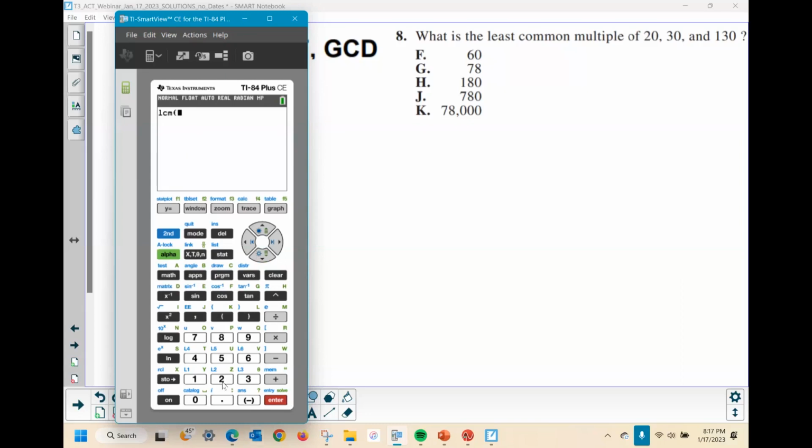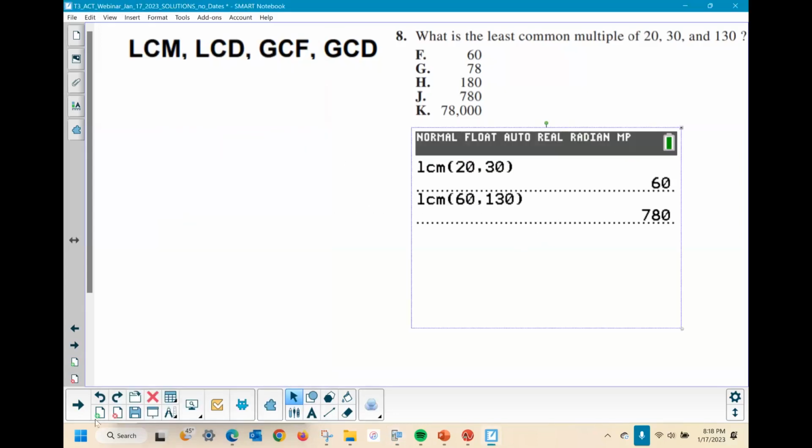So I could find the least common multiple of, let's say, the first 2, get that answer, and then find the least common multiple again of that answer with the number that's left. So I can type in the 60 or put in ANS and then 130. That's the slower way, but it works.